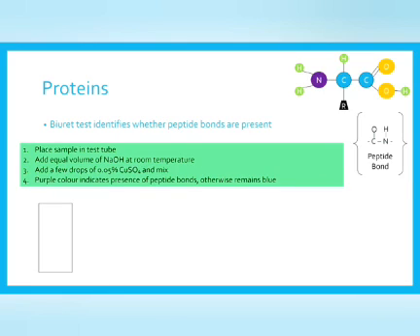We also need to know how to determine if a protein is present within a sample, and for this we use a biuret test. The biuret test tests for the presence of peptide bonds.